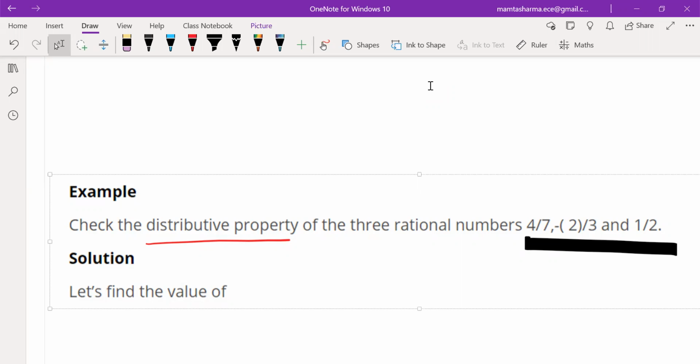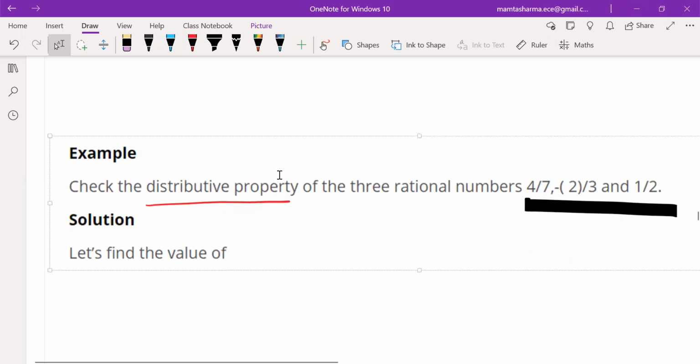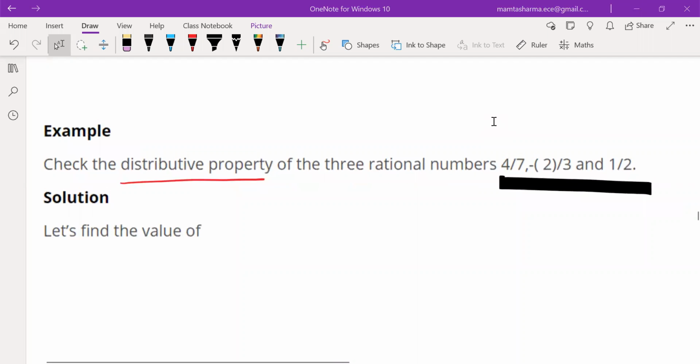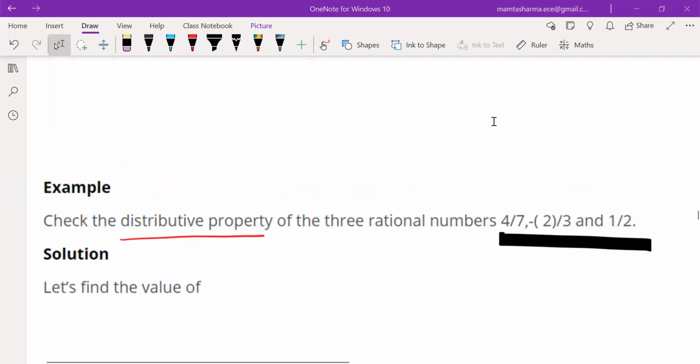Anyone got the result? Tell me, please. Tell me quickly. Okay, one of you got the result. Manideep, apply the distributive property for these rational numbers.